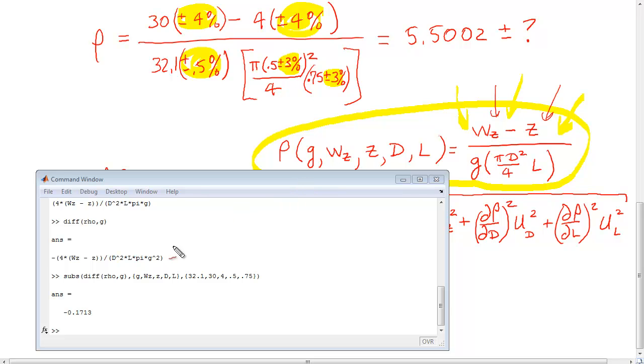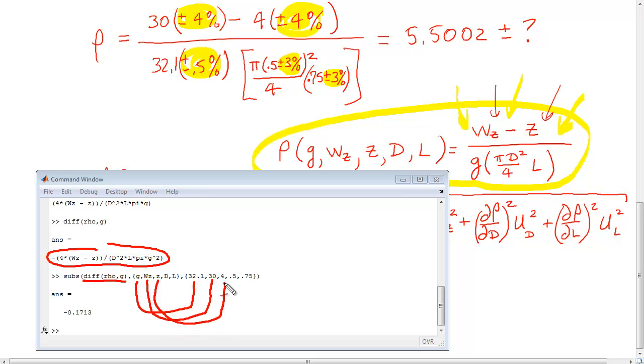So, I essentially just took the differential of this value, which turned out to be this. And for the value of G, I want to substitute this. And for the value of WZ, I want to substitute that. The value of Z, I want to substitute that. I want to substitute that in that equation. The value of D, I want 0.5. The value of L is that.